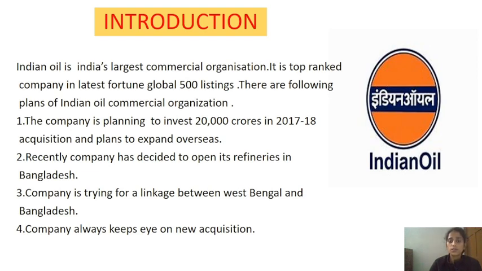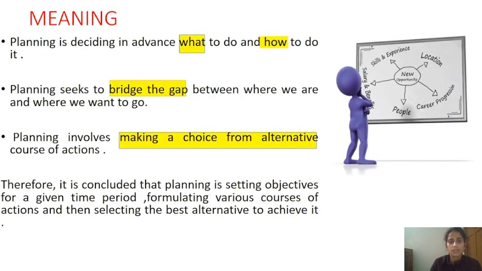In the first slide, we have the introduction of Indian Oil Company. Indian Oil is the world's largest commercial organization, which is planning to invest 20,000 crores in 2017-18. The company is also planning to make a linkage between Bangladesh and West Bengal. The company always keeps an eye on new acquisitions and new partnerships, and has also decided to open its refineries in Bangladesh. This is just a case study of the Indian Oil commercial organization. We will correlate it with the further study.